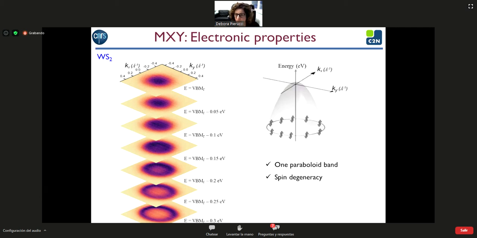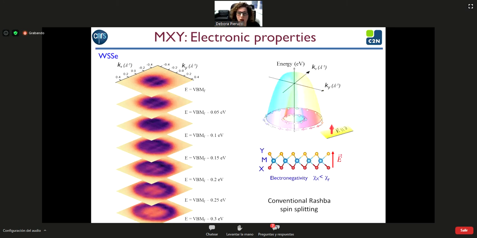We saw that this paraboloid for the standard TMD is spin degenerate, which is the standard behavior. We would expect, for example, in the case of a perfect alloy, but it is not our case, that we have an electric field directed out of plane that breaks the mirror symmetry and can induce a Rashba splitting of the band at the gamma point. But in the case of the conventional Rashba splitting, the bands are uniformly split in both directions, kx and ky. So if we make an iso energy cut, we expect to see two concentric circles. That is not our case.